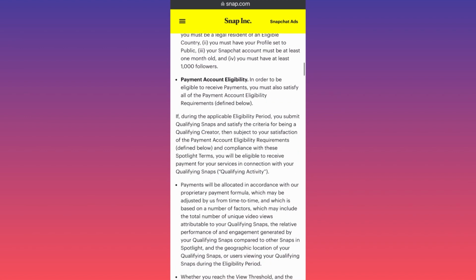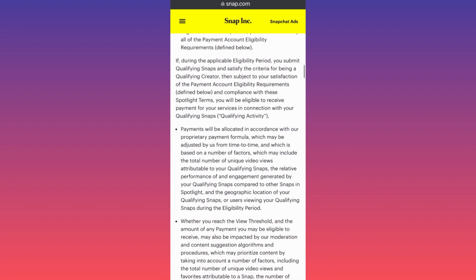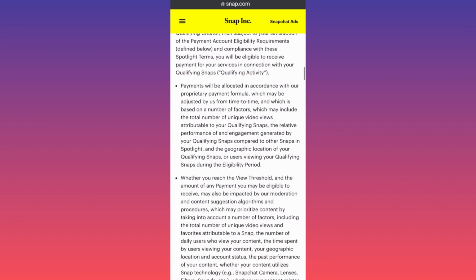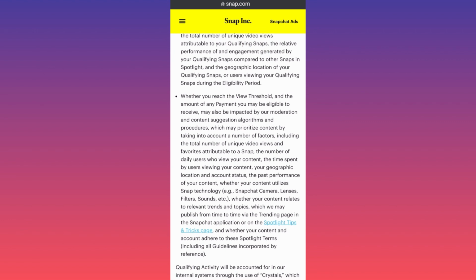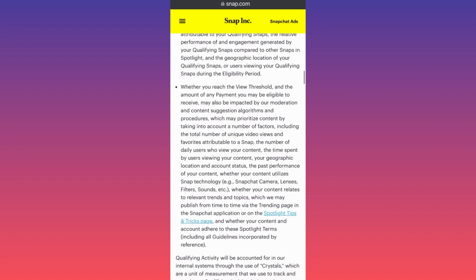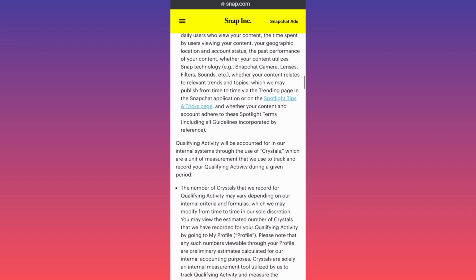Here is the payment account eligibility. In order to be eligible to receive payments, you must all satisfy the payment account eligibility. Okay, what are they? Payments will be allocated in accordance with proprietary payment formula, blah blah blah. Whether you reach the threshold and amount of payment you may be eligible to receive may also be impacted by moderation or content suggestion algorithm procedures. What does it mean? They're gonna cut you something or what?